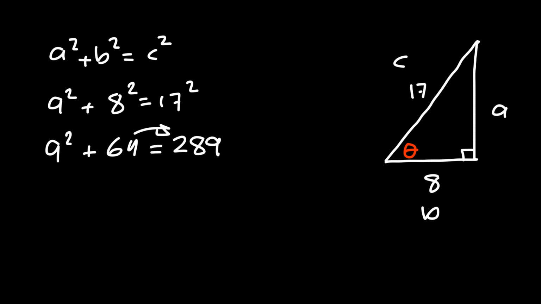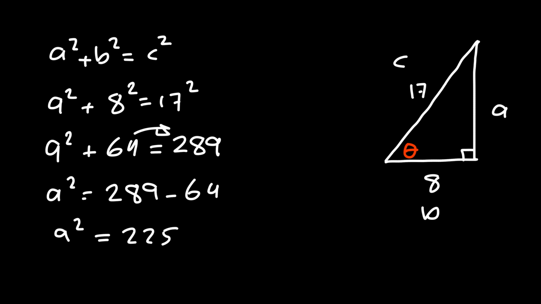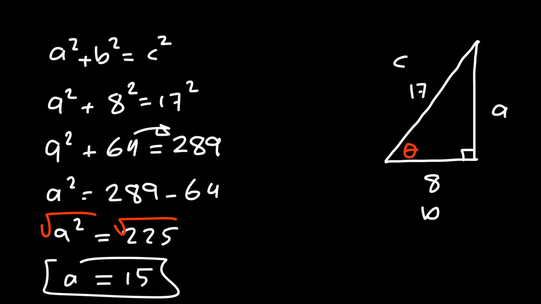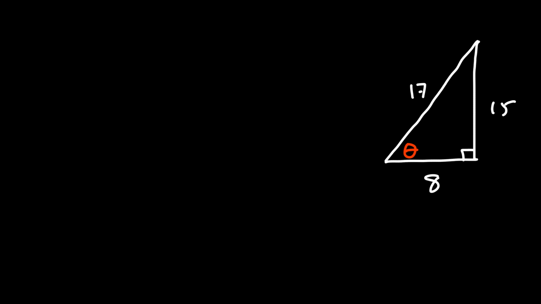So I have to take 64 to the other side. So a square equals 289 minus 64. A square equals 225. So to get rid of the square, I have to take the square root of both sides. So in this case, a will be 15. So simply I have to replace the a with 15. Just let me write it for you guys. So this is 15. And all of this is not required anymore.